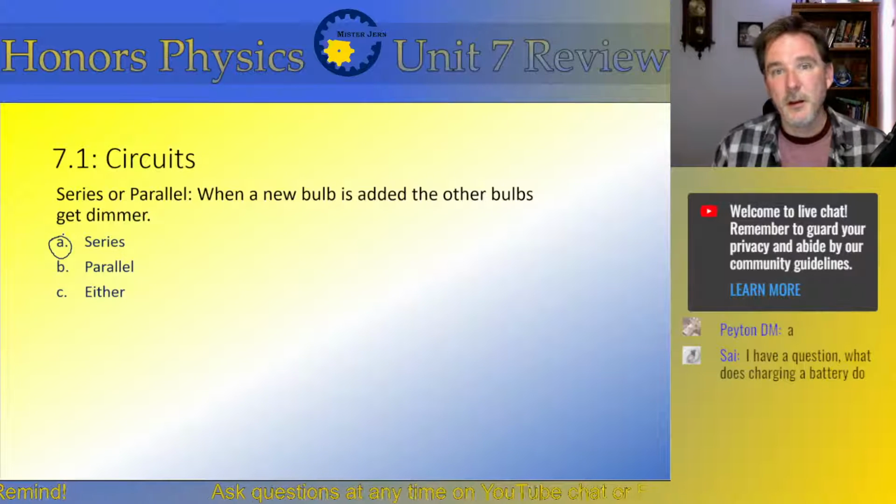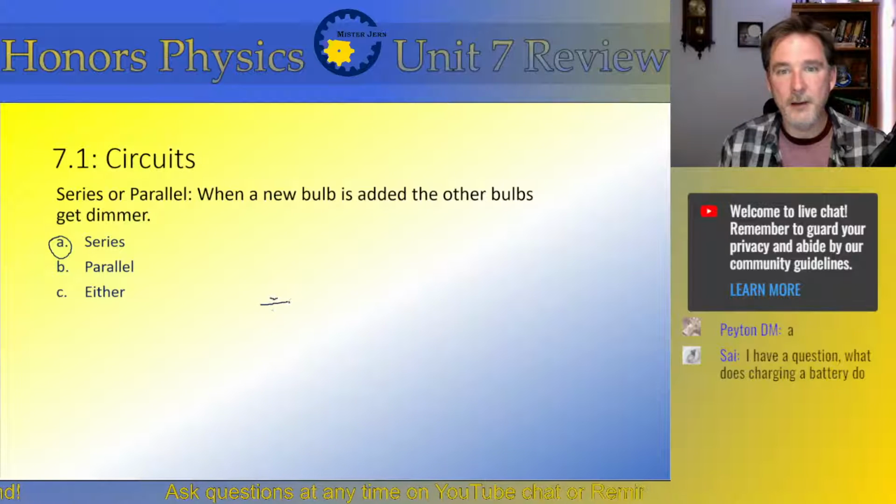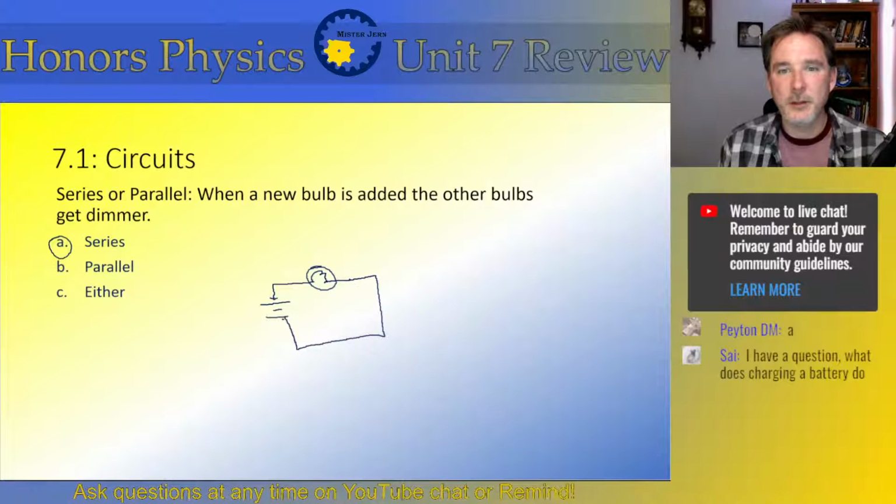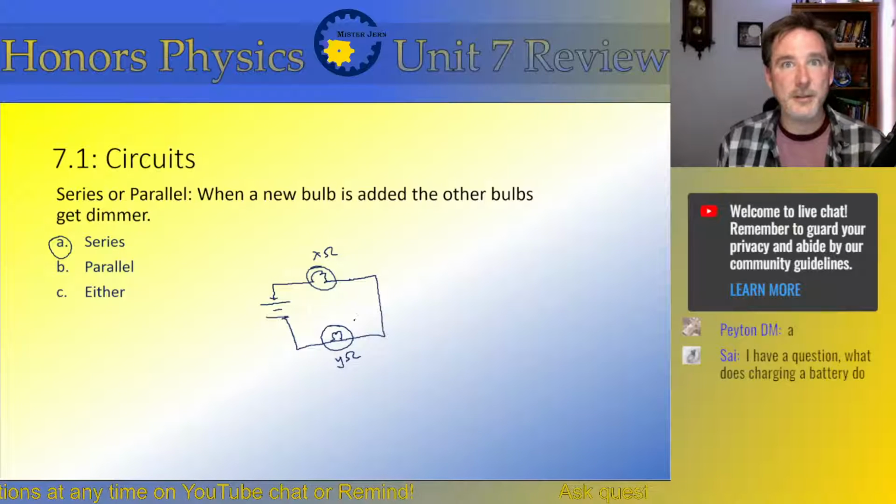Series. Because when you add more, so here's a basic, ooh, that's a terrible symbol for a light bulb. Let's say you have a happy little circuit with a single bulb. This offers some resistance. Now, let's add another bulb right here, and now we have some other resistance. We just increase the total resistance.